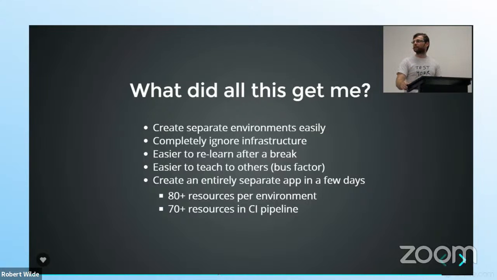And in a couple of days, I'd created a whole new separate environment and it was all up and running, and it all just kind of worked with different databases and separate domain names and all the separate HTTPS certificates and all that magic stuff that you need. And there were 80 or more resources per environment. So for staging and production, you have to create 80 or more things. Plus our CI pipeline, I had to duplicate that as well, and that's another 70 odd things. So in a couple of days, Terraform created over 300 different individual things in AWS for me.